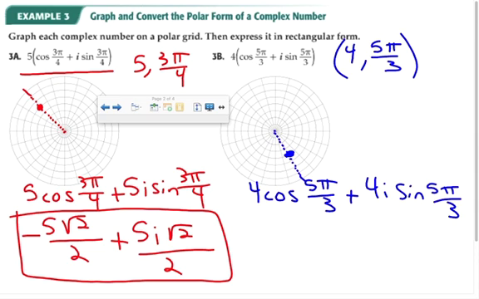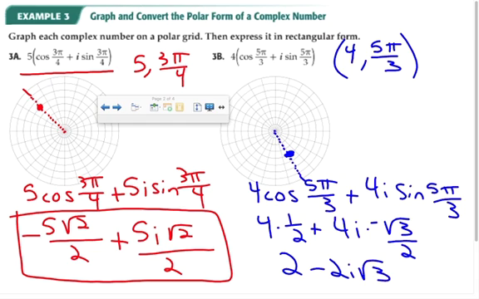So the 5 pi over 3, again, they're using the radical form found on your reference sheet. So the cosine of 5 pi over 3 is 1/2. 4 times 1/2 plus 4i times the sine of 5 pi over 3, which is negative radical 3 over 2. And when I simplify this, I've got 2 minus 2i radical 3.